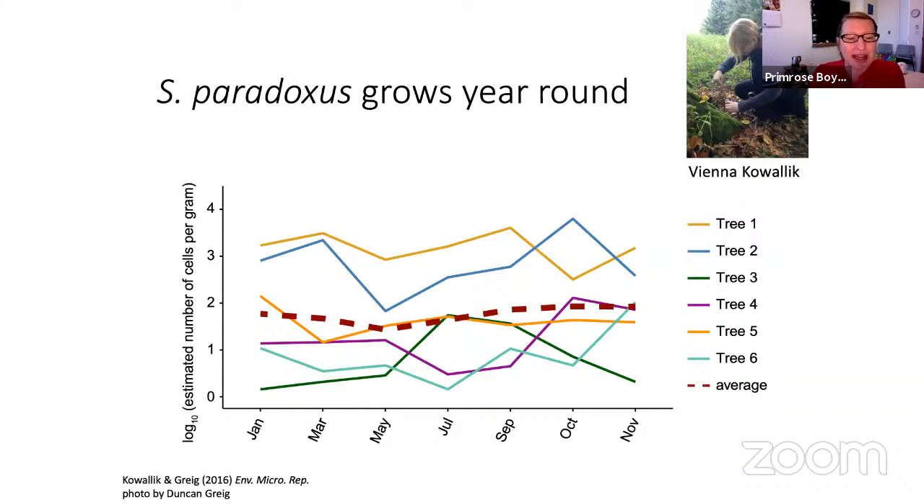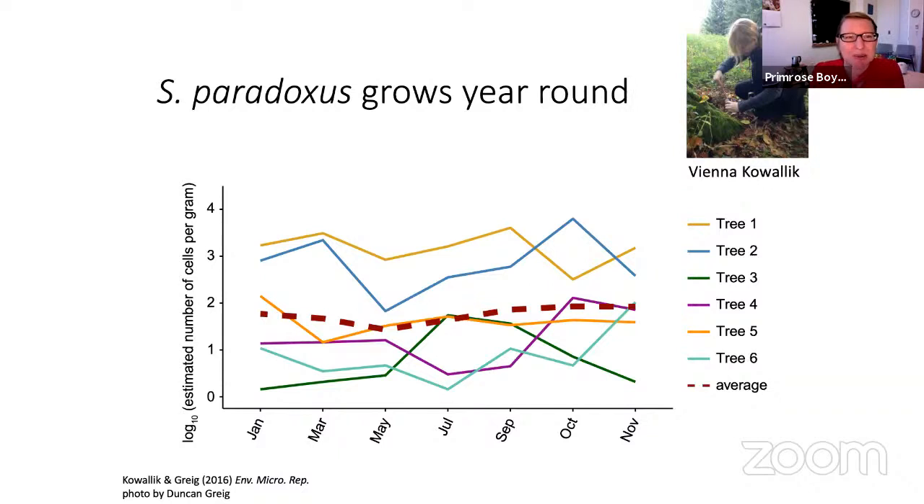And she found that you can find Saccharomyces paradoxus in the forest all year round at more or less the same numbers of cells. So here we have the month that Vienna sampled. We have different trees. So she sampled next to 6 different trees. And then we have the number of cells per gram. This is on a log scale. So it goes from 10 to 100 to 1,000 to 10,000. And she was consistently finding 100 to 1,000 cells of Saccharomyces paradoxus per gram of leaf litter all year round. We thought they might die off in the winter, but they really don't. They just kind of stick around.